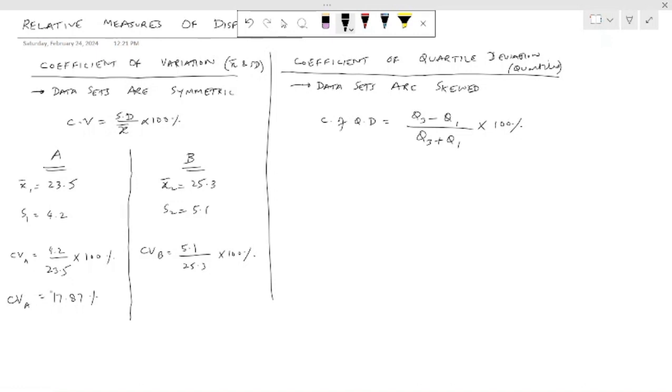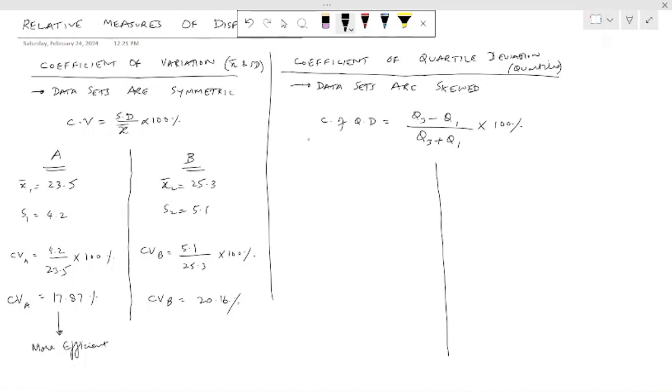Similarly, for worker B, that's 5.1 divided by 25.3. So CV for worker B is coming up as 20.16%, rounded off to two decimal places. Since worker A has a low coefficient of variation value, worker A is relatively more efficient because it has a lower degree of relative variability comparatively.